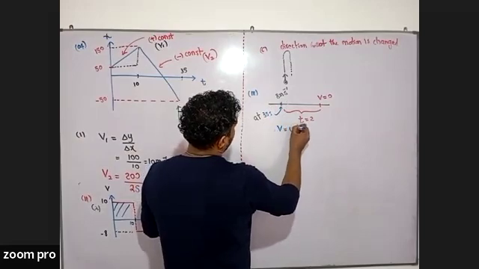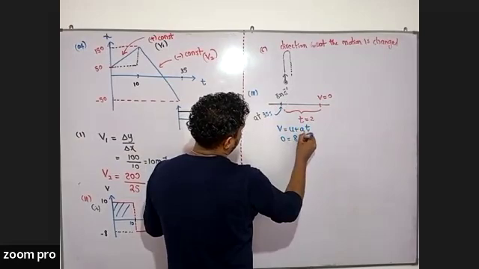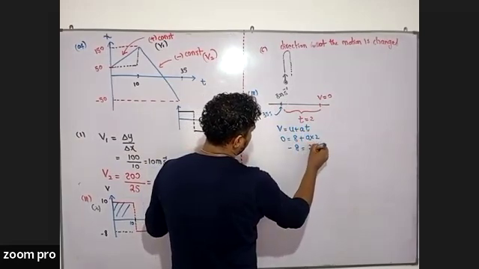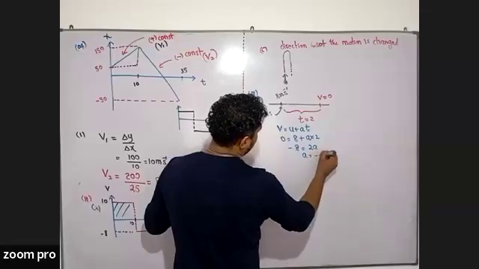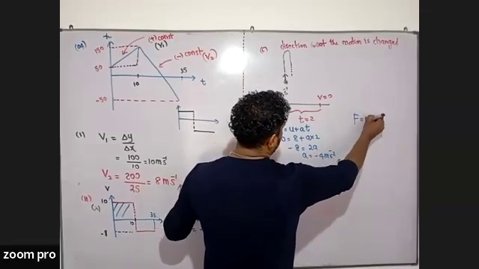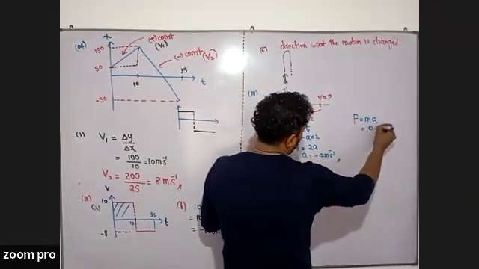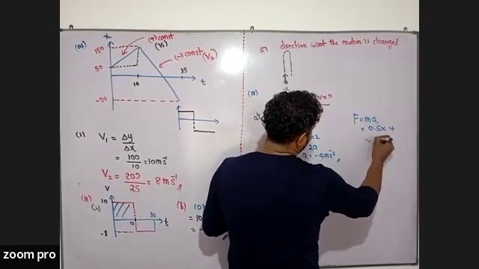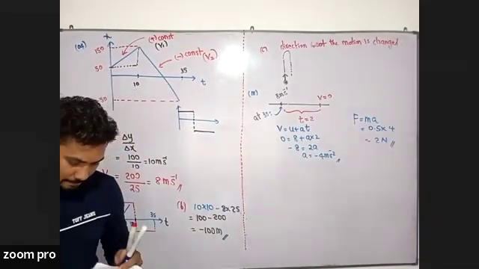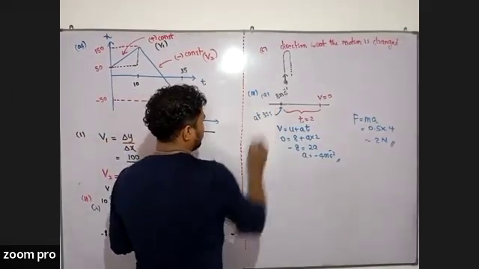Let's apply this equation, v equals u plus at. v equals 0, u is 8, a into 2. So minus 8 equals 2a. Then a equals minus 4 m/s². So the force can be obtained by using this equation. m is equal to 0.5, a is equal to 4. That means the frictional force exerted on the object is 2 newtons. So this is the A part of this question.